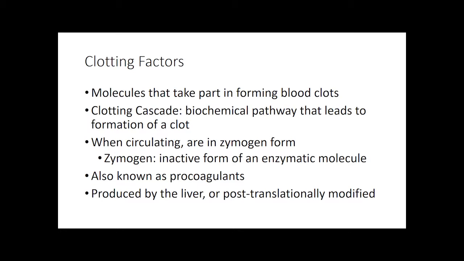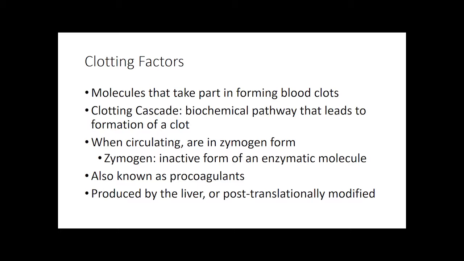First, let me talk about the molecules that cause the formation of a blood clot, called clotting factors. Clotting factors are enzymatic proteins that interact with one another in what's called a clotting cascade, which is basically the biochemical pathway that causes a blood clot to form. When these clotting factors are circulating in the body's blood normally, they're in a form known as zymogen, which is the enzyme's inactive form that is typically altered through interaction with another molecule to become active. Another name for clotting factors is procoagulants because they promote coagulation.